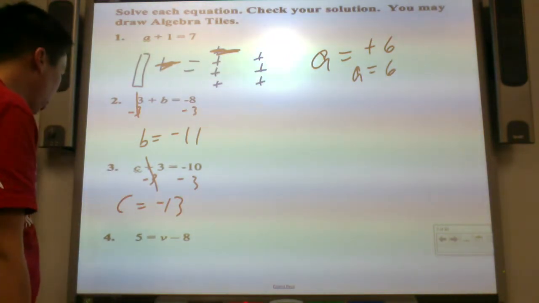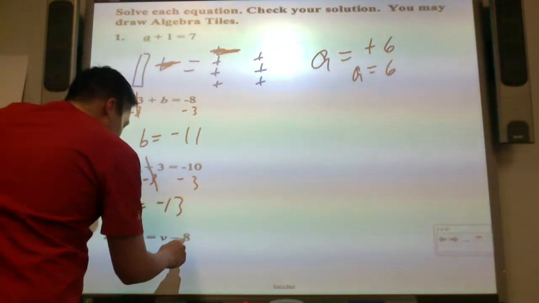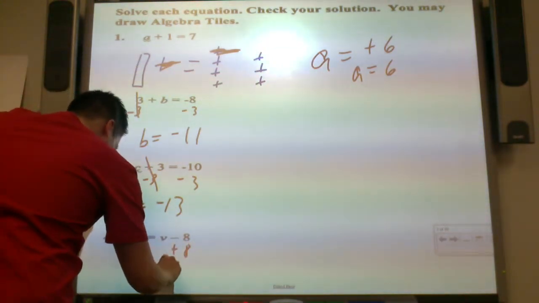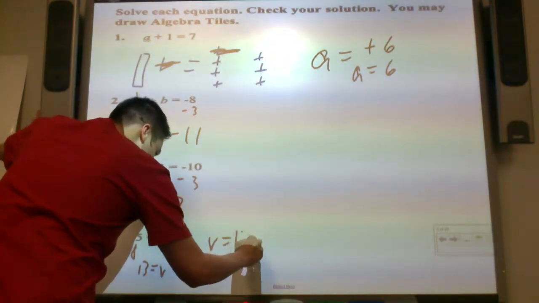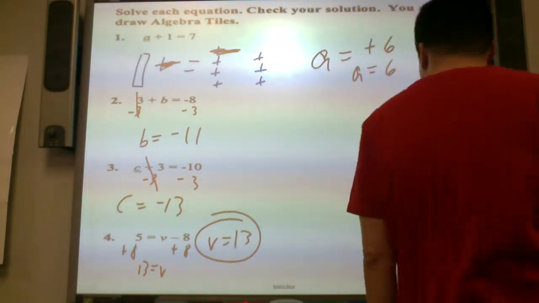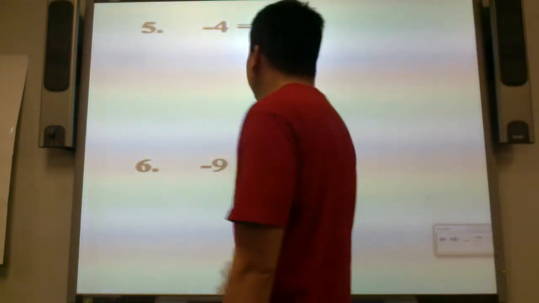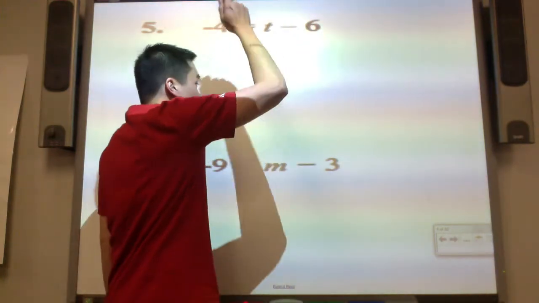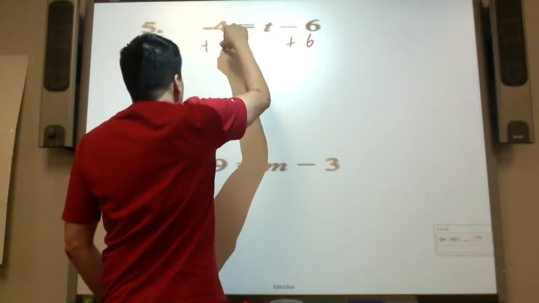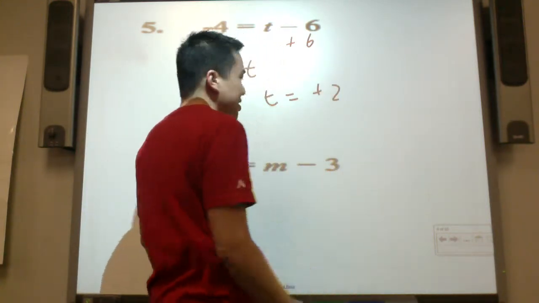Next one, number 4. V wants to be by himself. What's the inverse of minus 8? Plus 8. 5 plus 8 is 13, equals B, or B equals 13. Be in the habit of saying the letter or symbol or the variable first equals something. Number 5, T wants to be isolated. What is the opposite of minus 6? Plus 6. So we have positive 2 equals T, or T equals positive 2, or T equals 2.